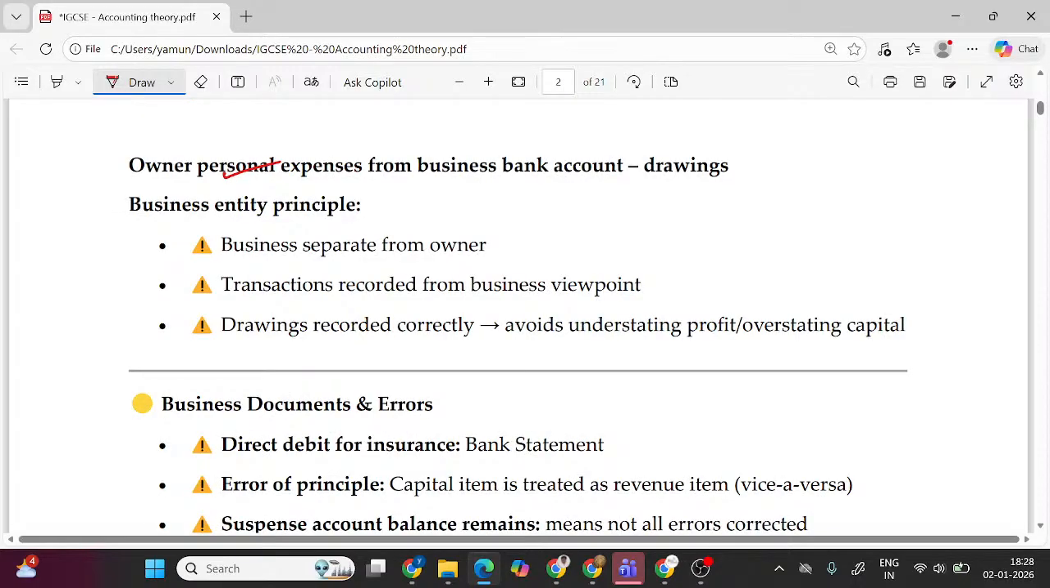Owner's personal expenses from business bank account. What do you treat this as? Owner's personal expenses from business bank account. You call this as drawings. And this is followed from this principle called as what? Business entity principle. I think this is the fourth principle, right? Can you give the numbering?